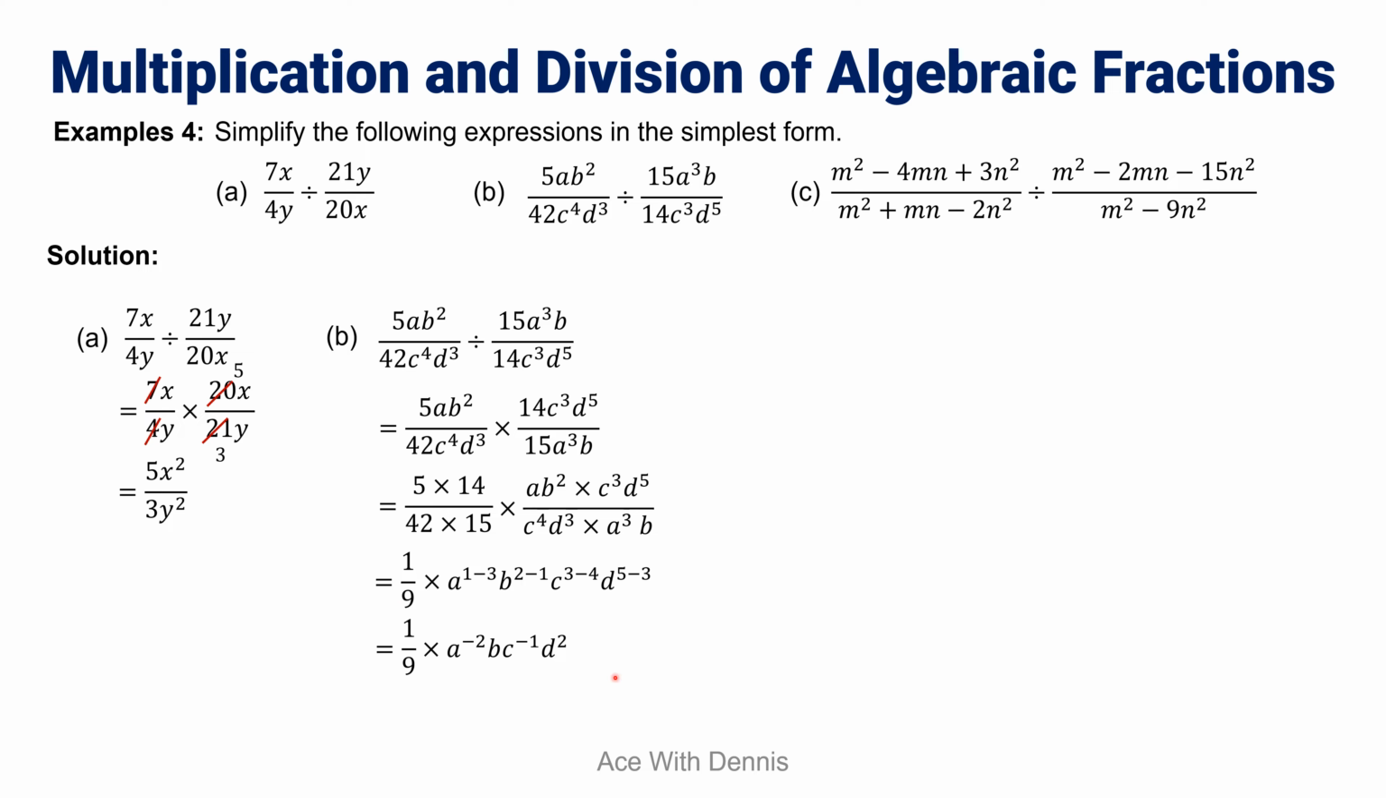And we group them together. We want to make the indices positive. The answer will become bd squared over 9a squared c.